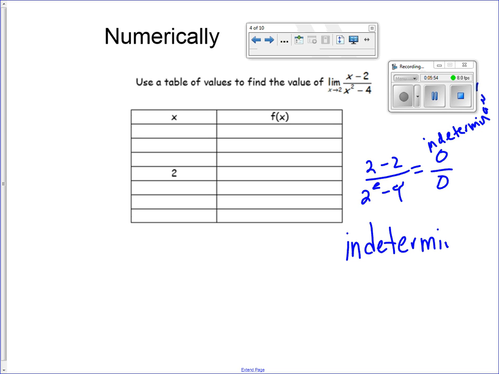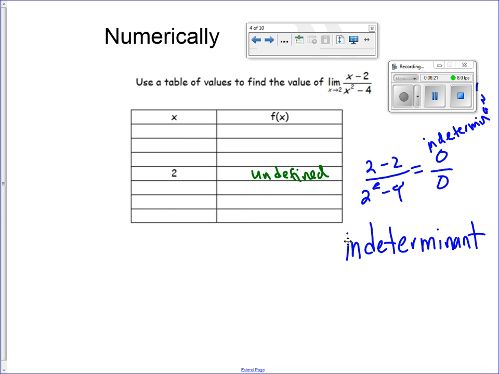Indeterminate. Like undetermined, basically. So I have no idea what's happening. I do know the graph is undefined there. But it could still have a limit, even though it's undefined. And so what we're going to do is look to the right and to the left of 2, because you guys saw in the last one that as long as it's approaching the same place from the right and the left, it'll have a limit.